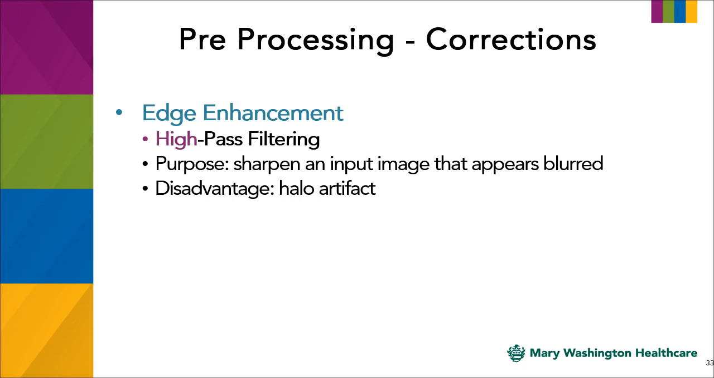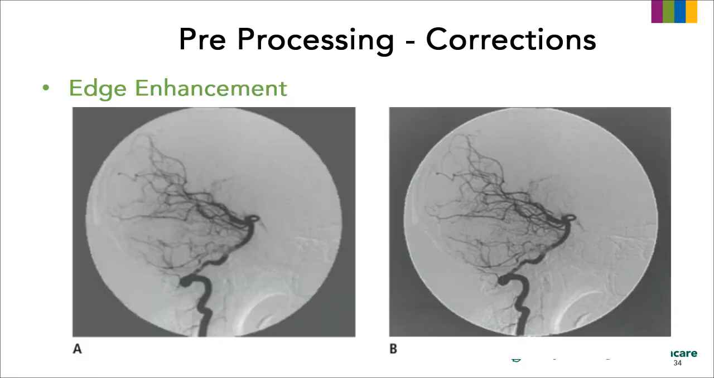Edge enhancement is high pass filtering. It's going to sharpen an input image that appears blurred. The disadvantage is the halo artifact. On the left-hand side, we have the blurred image. On the right, we have the edge enhancement that was applied. And this is typically used in mammography and angiography.